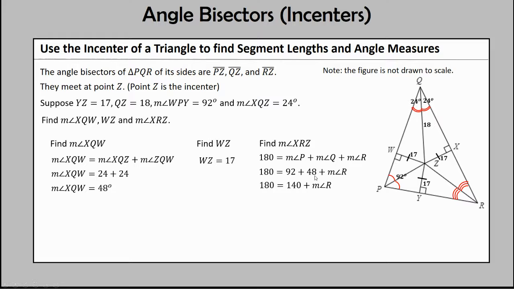Okay. If I add 92 and 48, I get 140. Subtract from 180, and angle R, the total angle, is 40. We want XRZ, which is half of it. So XRZ is going to be 20. So this XRZ is 20.